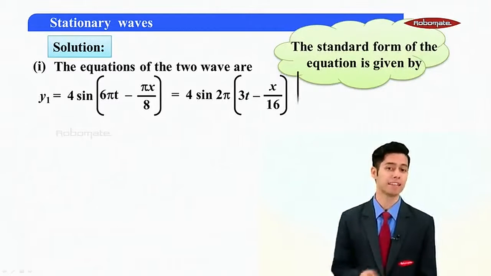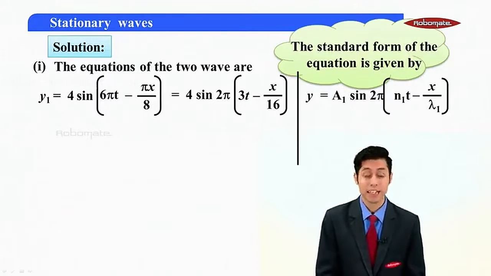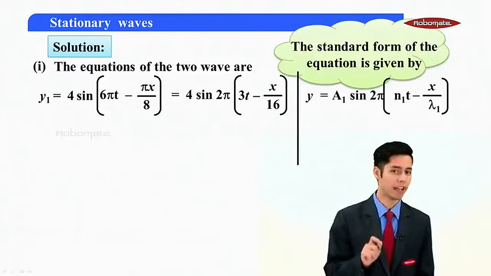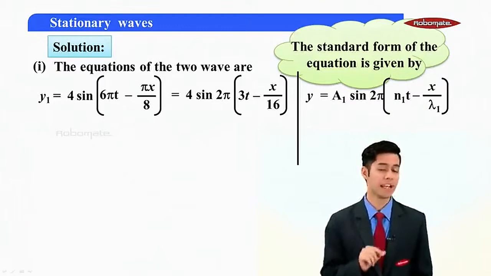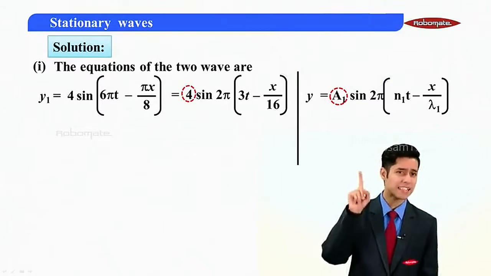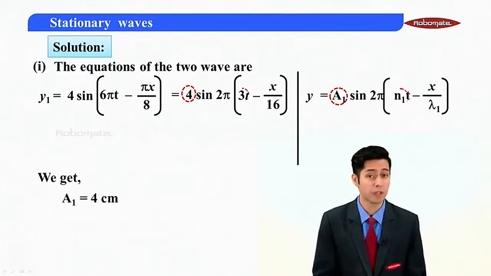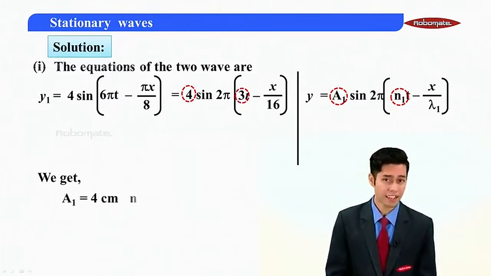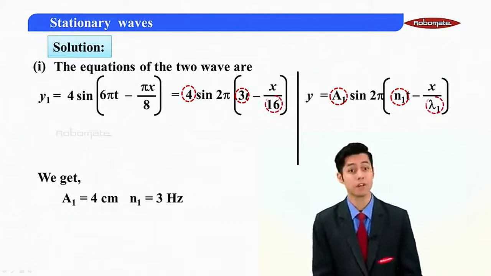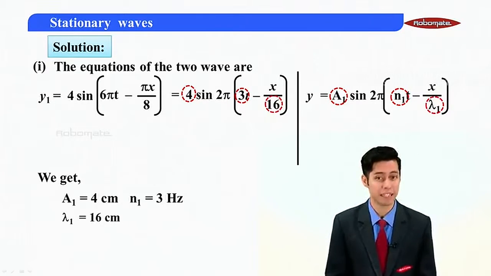Now I can compare this equation with the standard form of the equation of a progressive wave, which is y is equal to a1 sine 2 pi (n1 t minus x by lambda 1). On comparing, I can see that a1 is 4, that means the amplitude of the wave is 4. n1, the first frequency of the progressive wave, comes out to be 3 Hz. In a similar way, the wavelength comes out to be 16 centimeter.